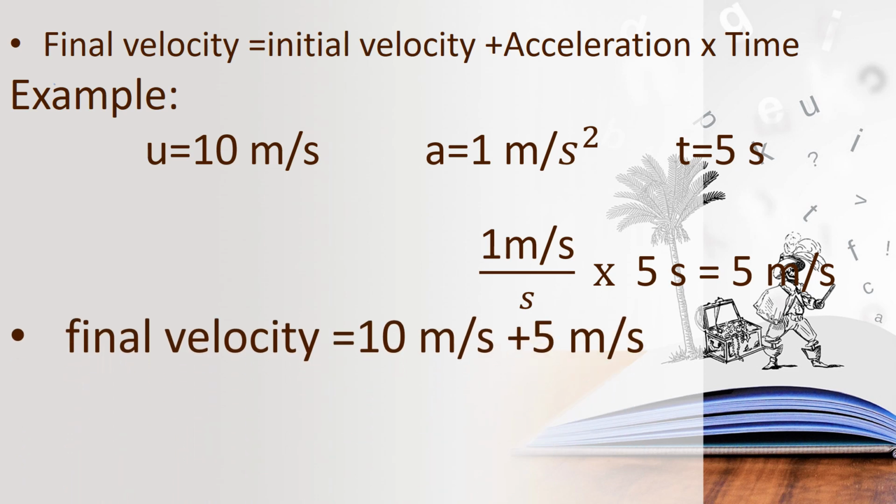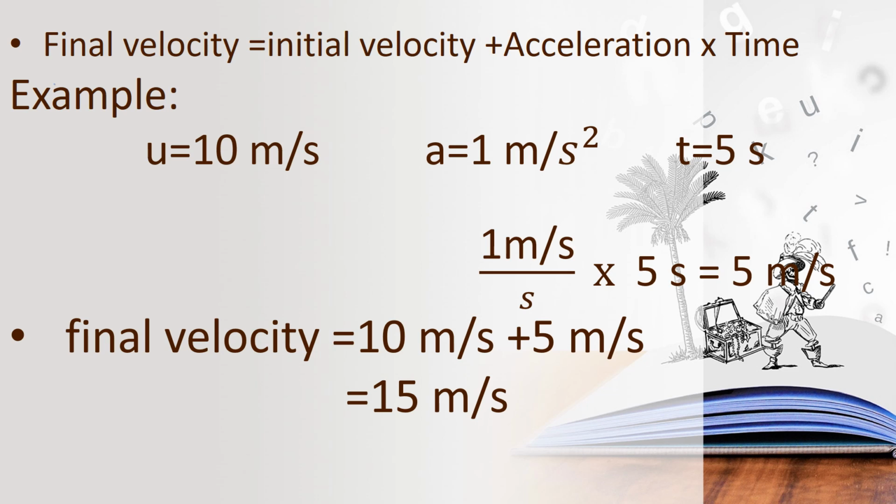So what is the answer? What is the final velocity? 15 meter per second is the final velocity. Can you all understand, children? The final velocity is 15 meter per second. Okay.